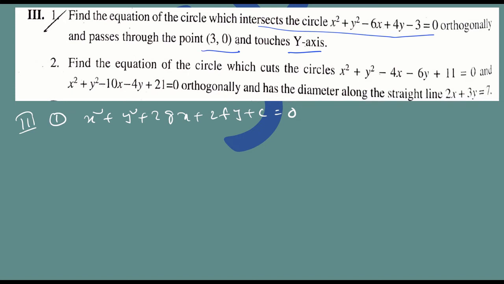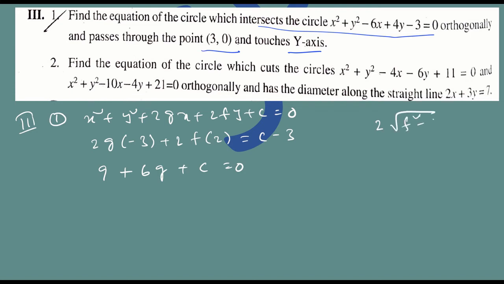So applying the condition, I get 2g dash plus 2f dash is equal to c plus c dash, and it is passing through (3, 0). So substituting, I'll get 9 plus 0 plus 6g plus 0 plus c equal to 0. It is touching the y-axis. We know that the length of the intercept on the y-axis is 2 into root of f square minus c. Now it is touching means this quantity is equal to 0. So I'll get from this f square is equal to c.